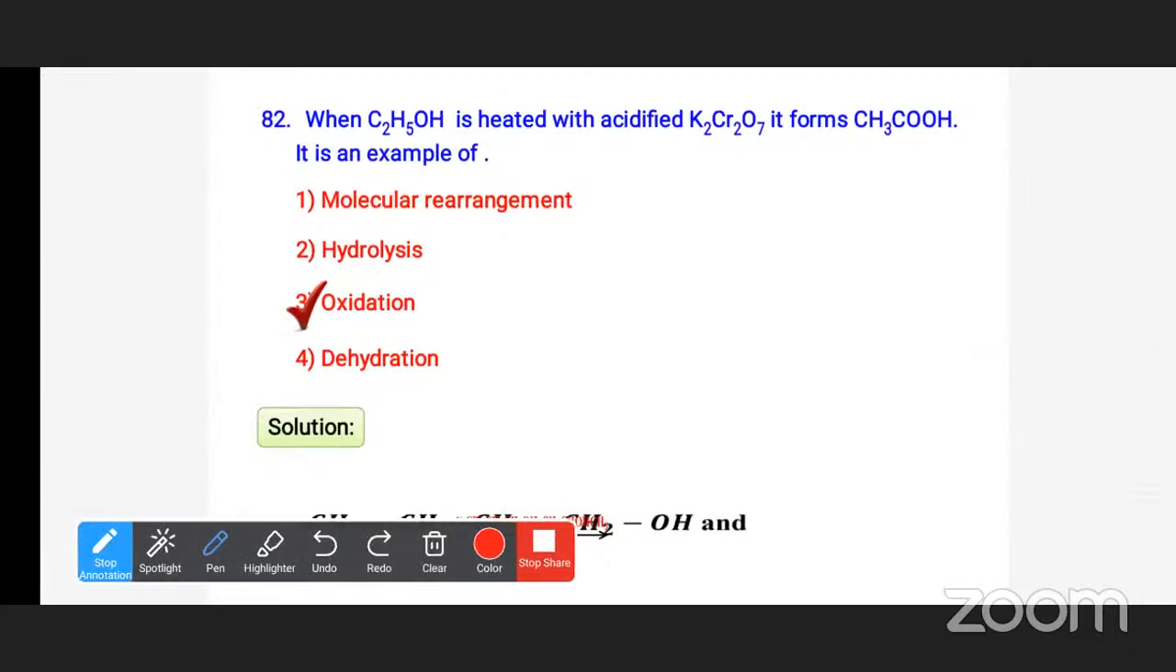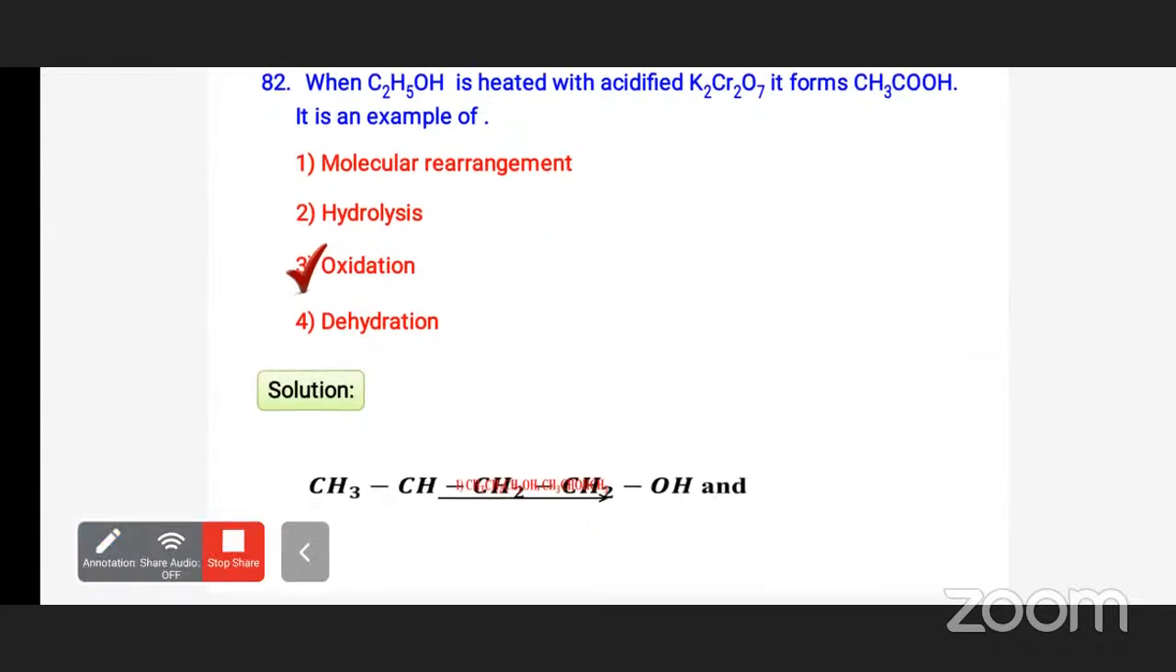When C2H5OH is heated with acidified K2Cr2O7, it forms CH3COOH. It is an example of: molecular rearrangement, hydrolysis, oxidation, dehydration. Ethyl alcohol is oxidized with potassium dichromate K2Cr2O7 or KMnO4 to form acetaldehyde, and then acetic acid. So this example is called an oxidation reaction. So the third one is the right option.